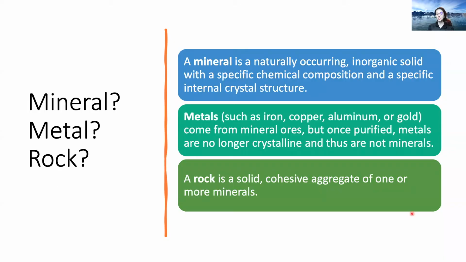So we've used these terms a lot, rock, mineral, metal, and I just want to make sure that we understand the distinction between them. So a mineral is defined as a naturally occurring inorganic solid with a specific chemical composition and a specific internal crystal structure. So it is naturally occurring, it is inorganic, it's a solid crystalline structure with a specific chemical formula.